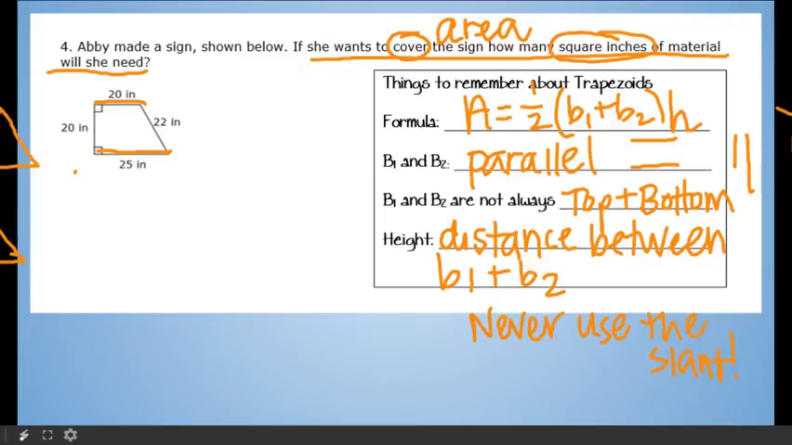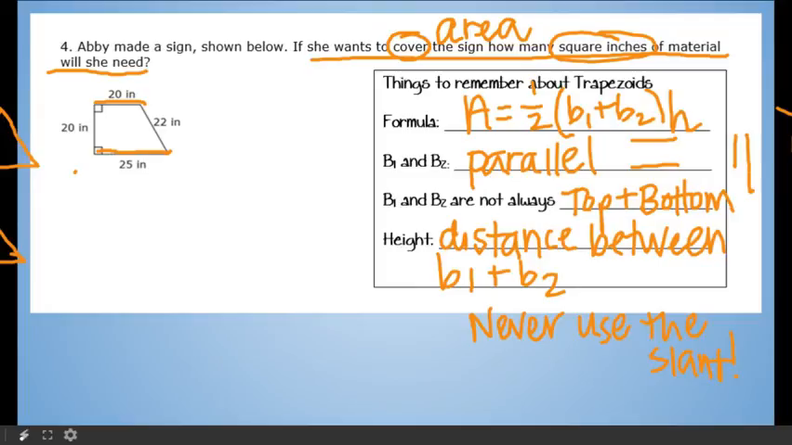And then this line right here, that would be our height. So our height is always going to be the distance between B1 and B2. It's going to make a right angle with B1 and B2. The height, just like a parallelogram, the height may not be on the side of a shape. It may be in the inside. So we can look at that a little bit later.